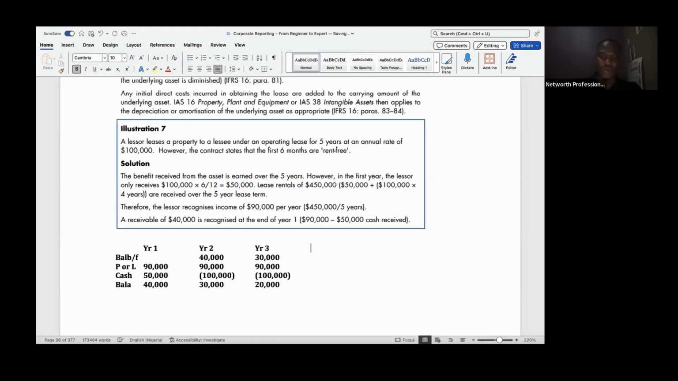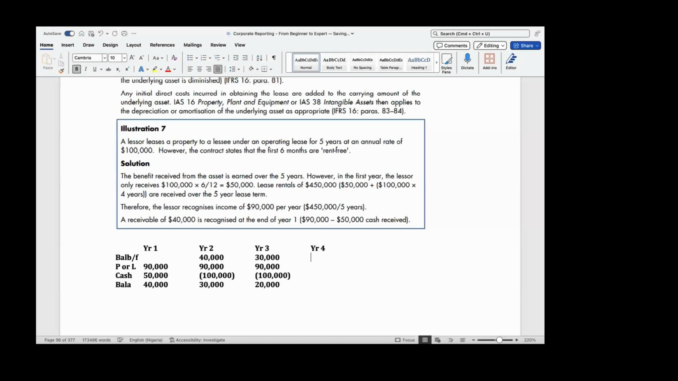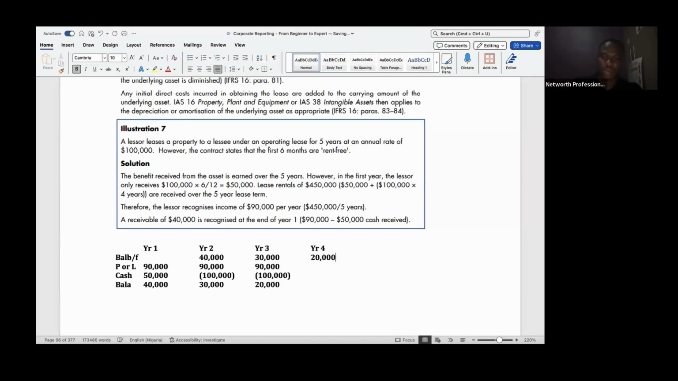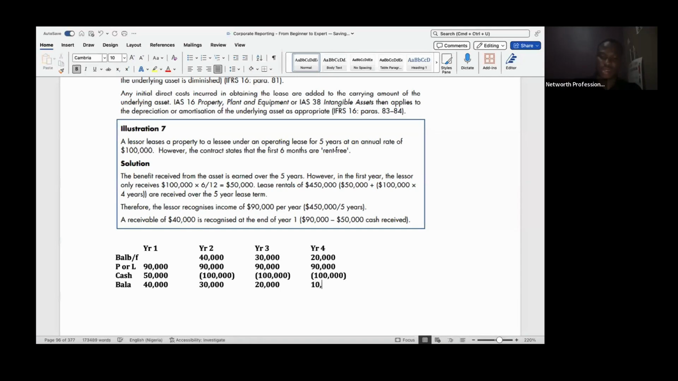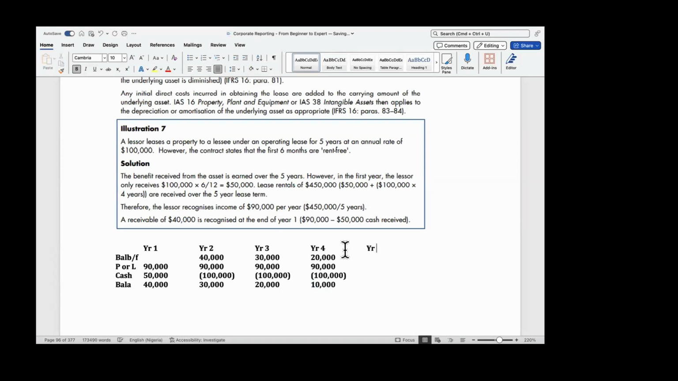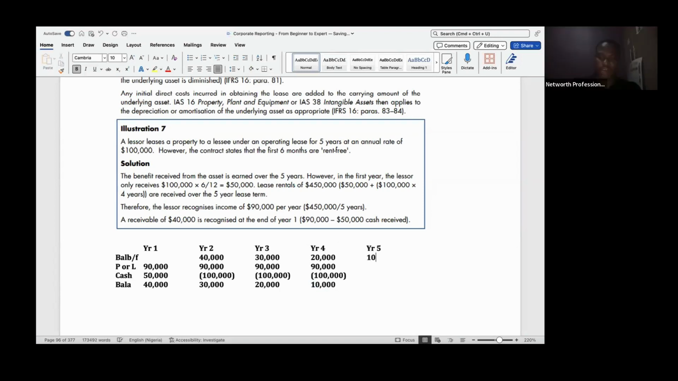So in year four, I will bring forward this 20,000, then an additional 90 to P&L. I would receive 100. Then that brings my outstanding to 10 that I'm expecting. Then in the final year, which is year five, I have 10 that I'm expecting, an additional expectation of 90. I receive 100.